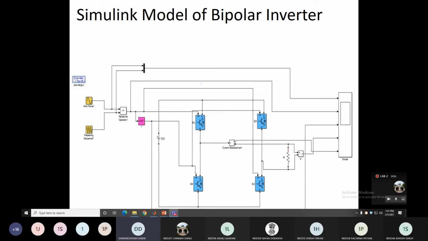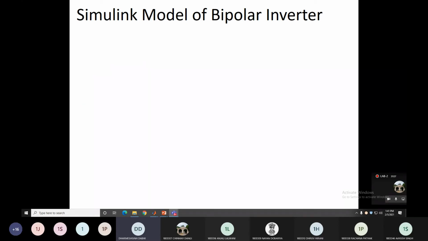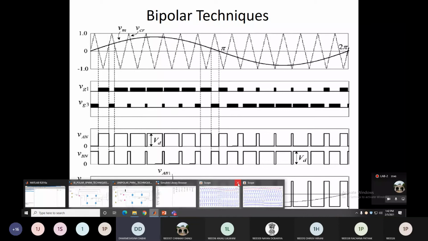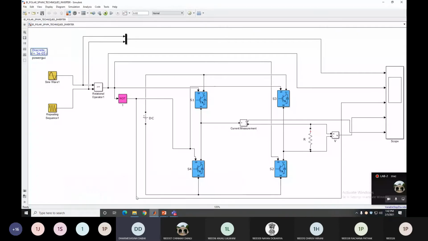Clear? So let's first see the MATLAB simulation, how we generate this logic in MATLAB. To generate the gate pulses VG1 and VG3, we need to compare this high frequency triangular wave with the reference signal. Clear? So let's first understand this bipolar technique. You can see the screen, the MATLAB simulation.